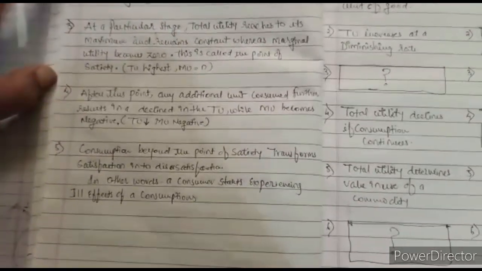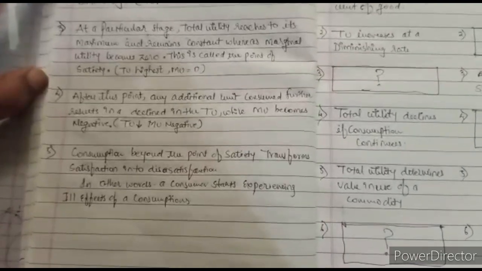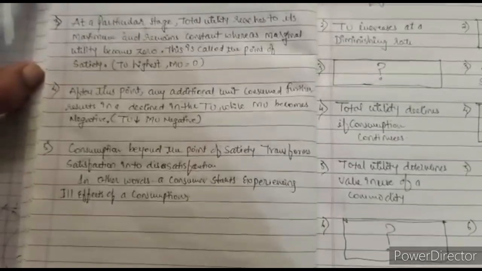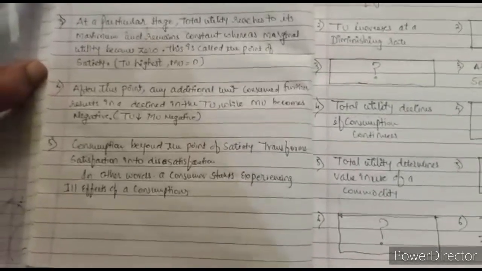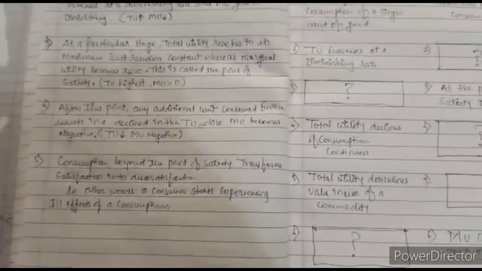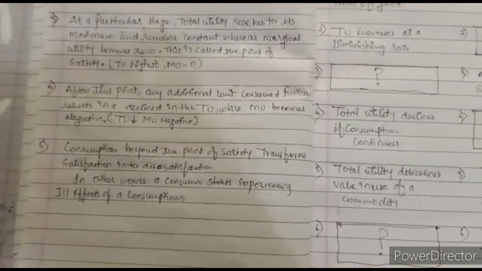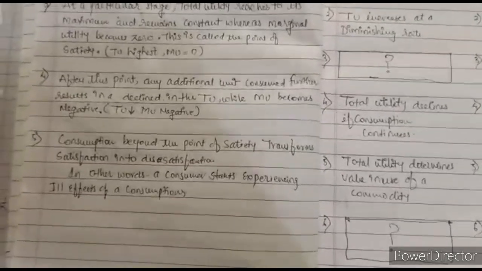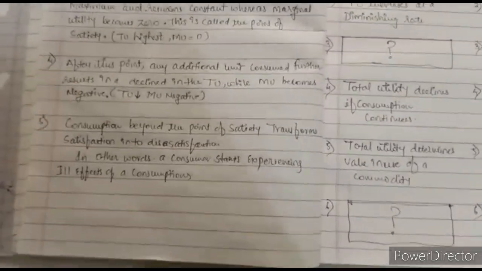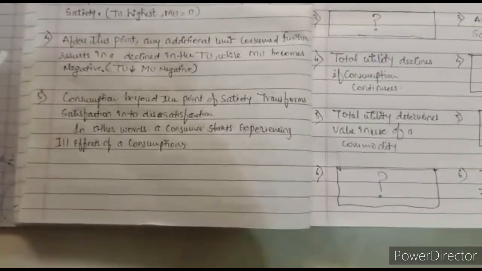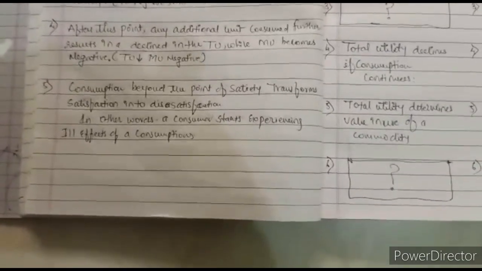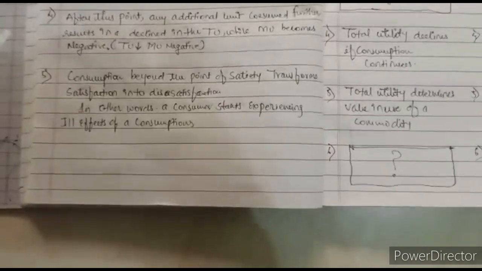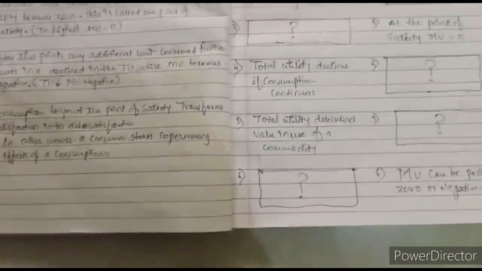Fourth point, after this point, any additional unit consumed results in a decline in the TU, while MU becomes negative. So after satisfaction, after the 6th mango, when he eats the 7th mango, what he experiences is that his TU falls from 30 to 28, whereas his marginal utility becomes minus. So consumption beyond the point of satiety transforms satisfaction into dissatisfaction. In other words, a consumer starts experiencing ill effects of consumption.